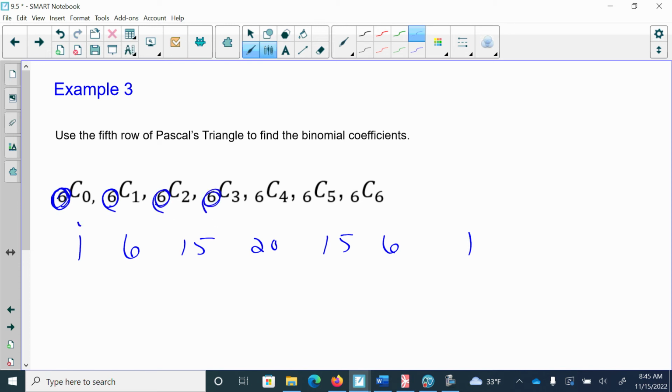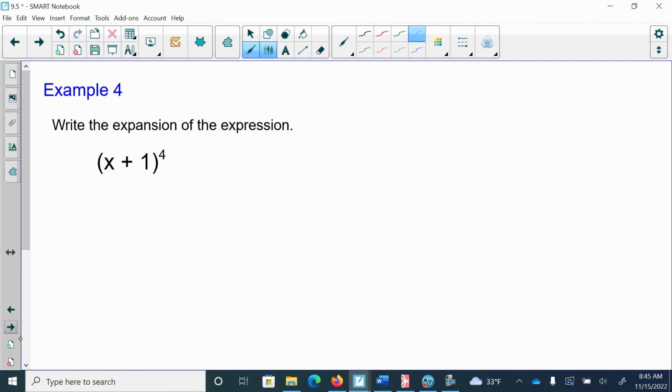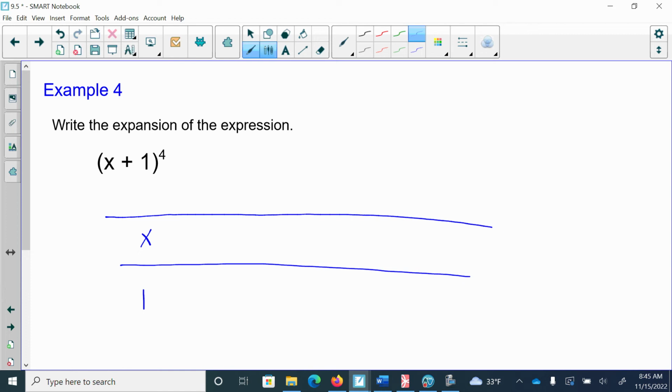So this is a first term, second term, third term, fourth term, fifth term, sixth term, seventh term. I have 7 terms. Remember, I have one more term than whatever power I'm raising it to. So when I go to do this, if I want to write the expansion of x plus 1 to the 4th, this is what I call a baby one, I am going to make boxes, I guess is the best way to do it. And the first thing I'm going to do is here's my x and here's my 1. And then I'm going to write my coefficients.